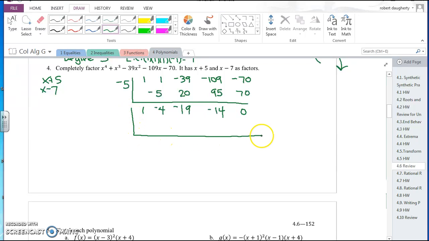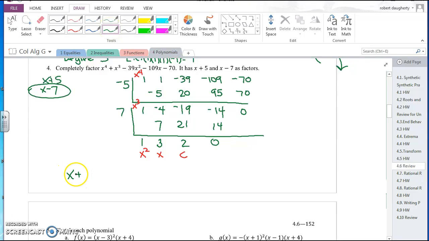Now, I need to do this synthetic division one more time with 7. Okay, so if I bring the 1 down, 1 times 7, 7 minus 4 is 3. 7 times 3 is 21. Add those to get 2. 7 times 2 is 14. Add that to get 0. Okay? And if you remember, this was my x to the fourth term. That was my x cubed term. This is my x squared term. Okay?